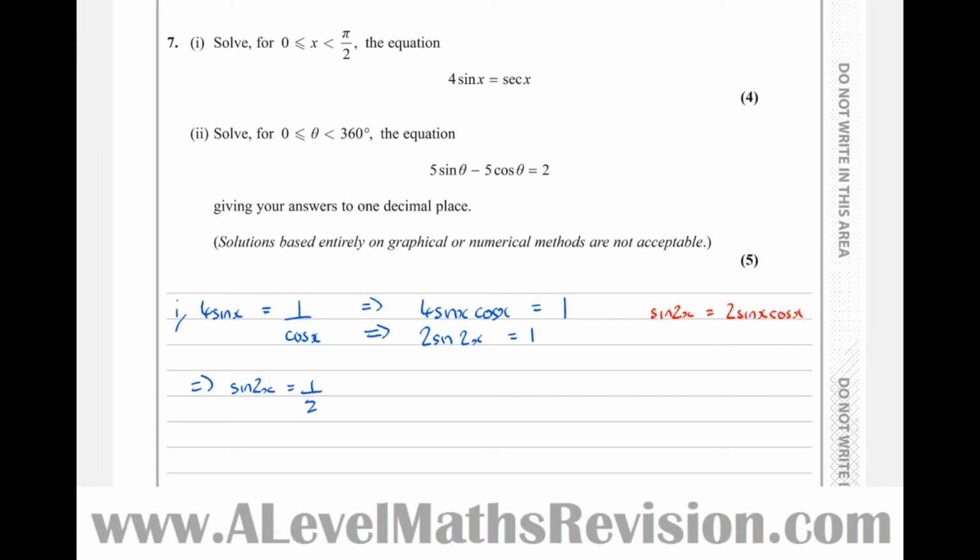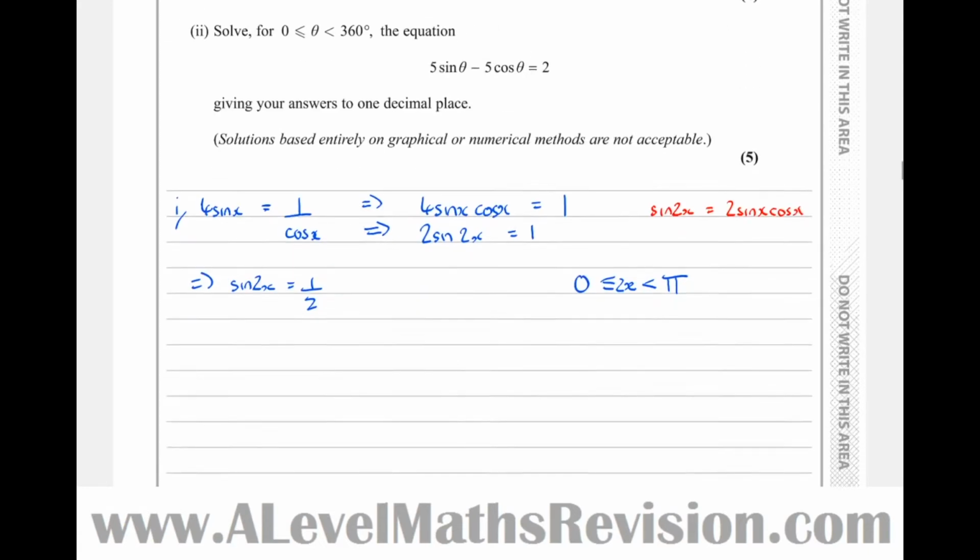And we can see that this here is the domain in which we want the answers. But we've actually got 2x in the bracket. So we need to change the range in which we want the answers. So we double everything. We get that there. So we're now looking for answers between 0 and pi.